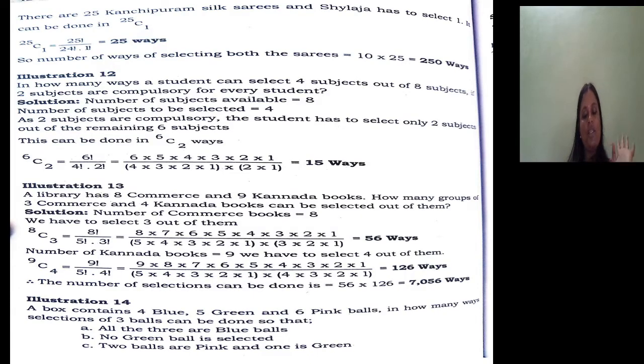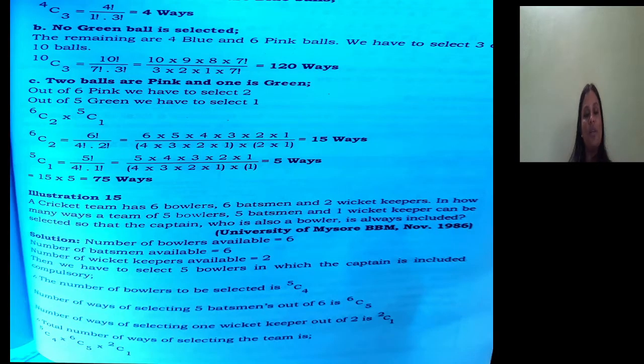Then, no green ball is selected. Second condition. There are 4 blue, 5 green, 6 pink. No green ball, which means only from blue and pink you need to select 3. There are 4 blue balls and 6 pink balls. So totally how many balls are there? 10 balls. How many do you need to select? The color is not fixed, any 3. So 10C3 ways, which means 120 ways.